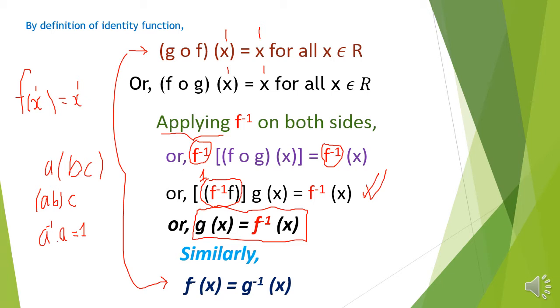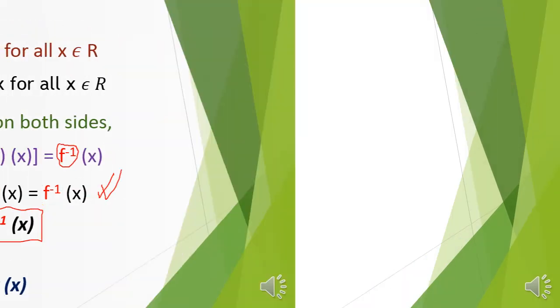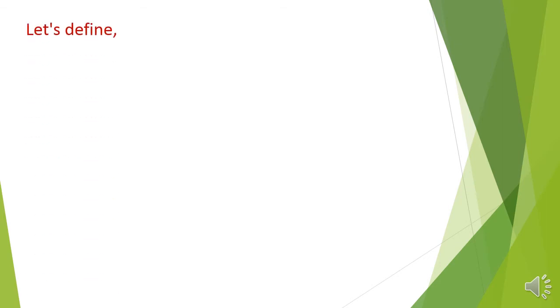Now I think you understood it. If two functions contradict the action of each other, then their composite function will be the identity function. So one function can be called the inverse of the other function, isn't it? So let's define, very close to definition. Let's define.